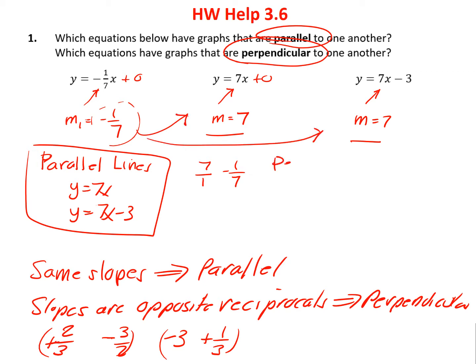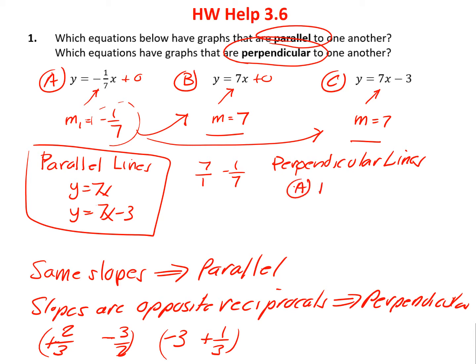So perpendicular lines would be, let's just call these A, B, and C. So perpendicular lines would be A and B, or A and C. Those would be the perpendicular lines. There's our opposite reciprocals.